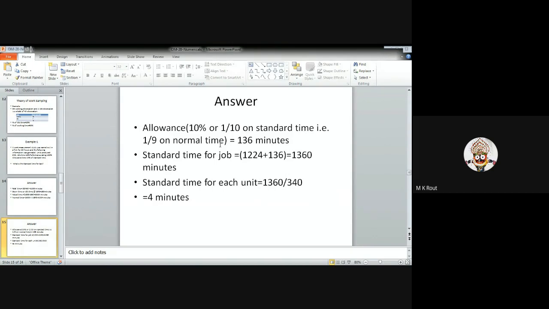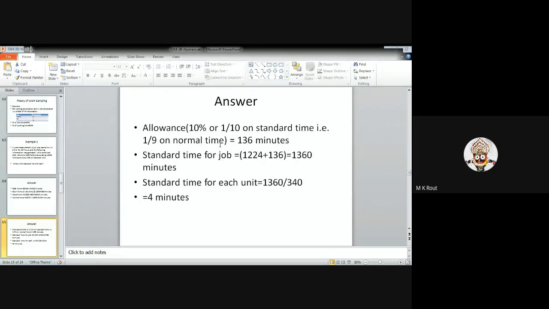Okay, so I repeat, here the allowances are directly added to the normal time to calculate the standard time. But previously we were multiplying the allowance factor with the normal time, and the formula for the allowance factor we used was 1 divided by 1 minus percent allowances. But here we directly calculate 1 by 9 on normal time, and that should be added with the normal time to calculate the standard time. Is it clear? Yes, sir. Okay, moving to the last step.